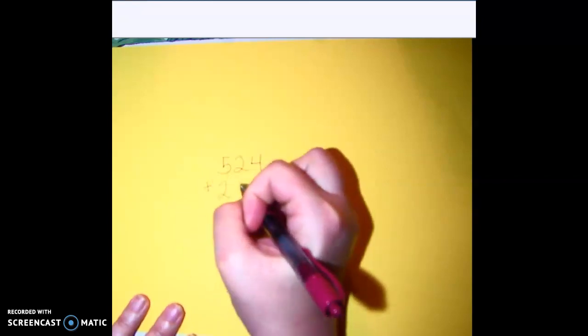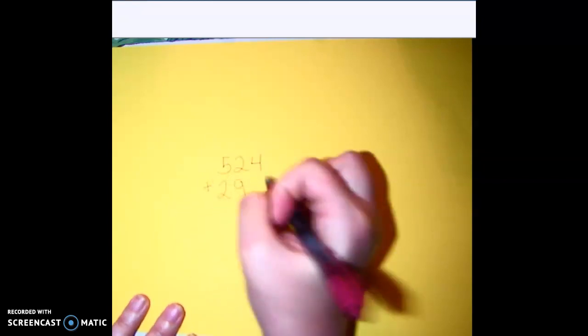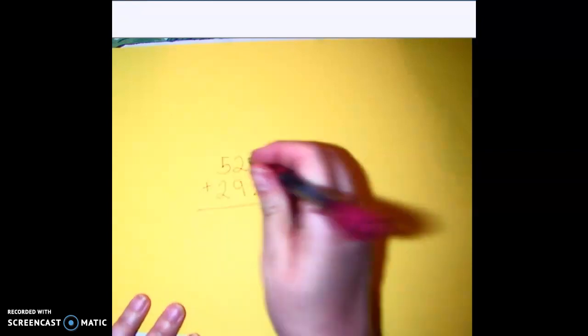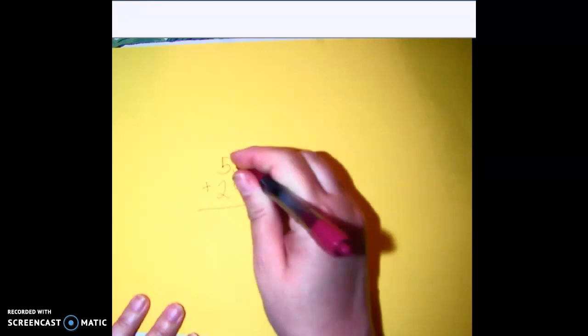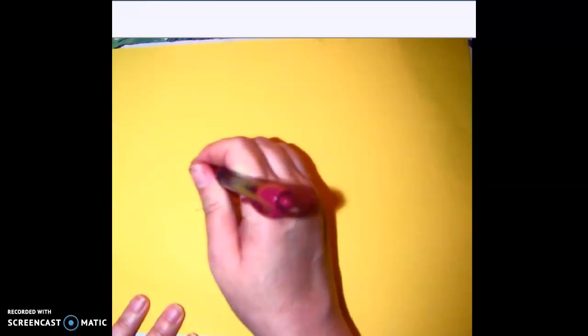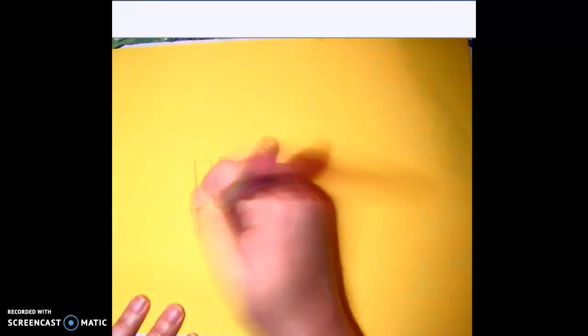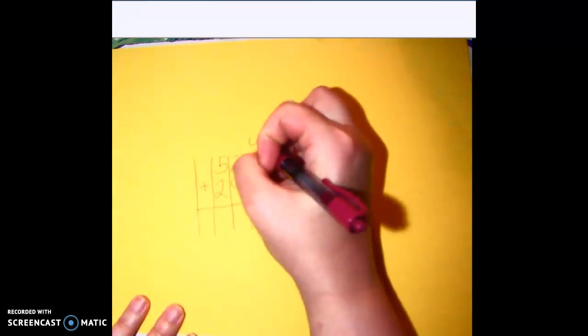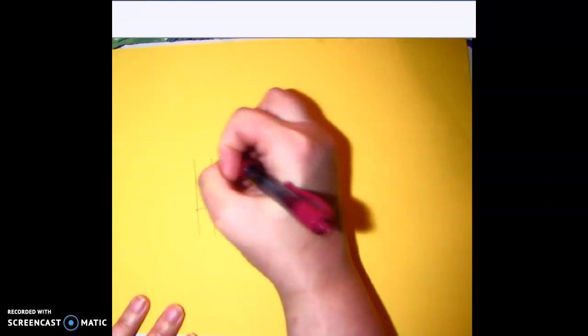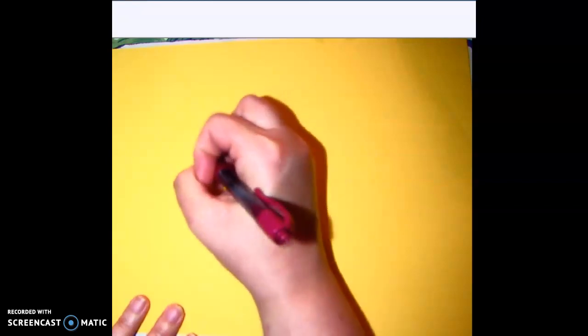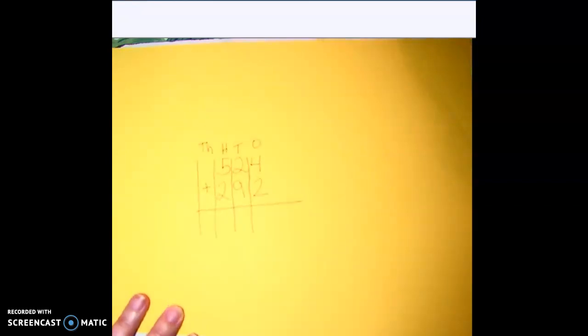324 plus 292, okay? All right, so we're going to divide this out so that the ones are right on top of the ones, the tens are right on top of the tens, the hundreds are on top of the hundreds, and we're going to leave a little space here for the thousands. Okay, so above here, we're going to put ones, tens, hundreds, the thousands. That's just to make sure that we've got everything in its correct place.